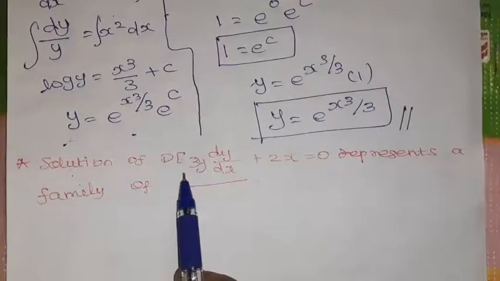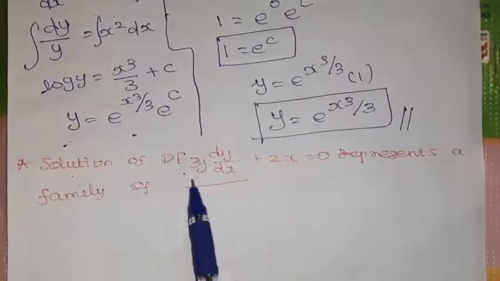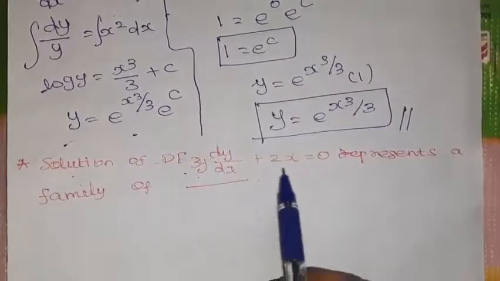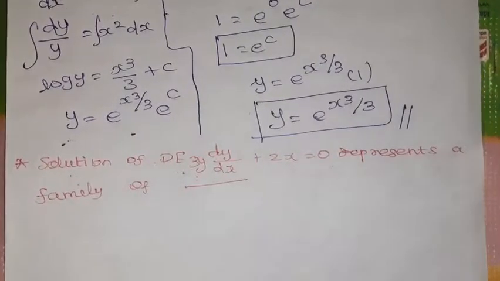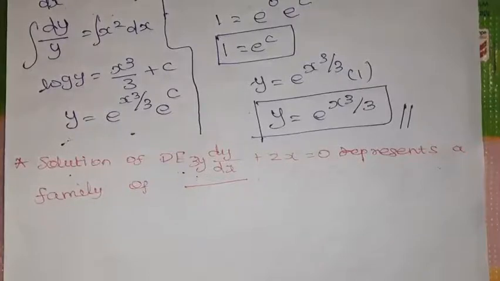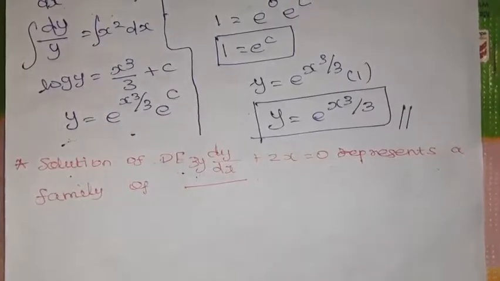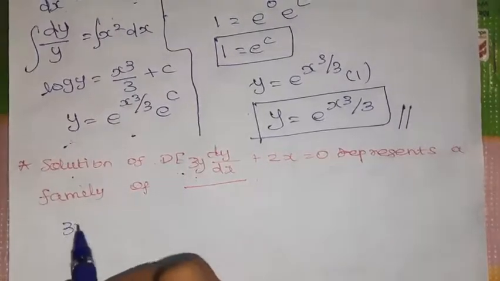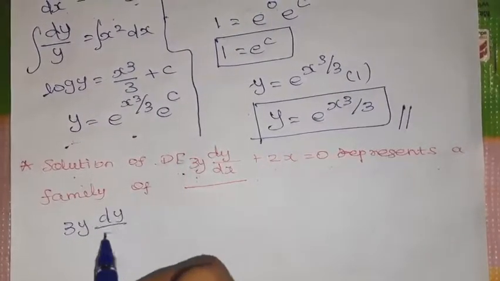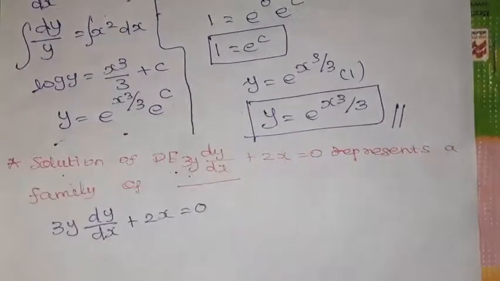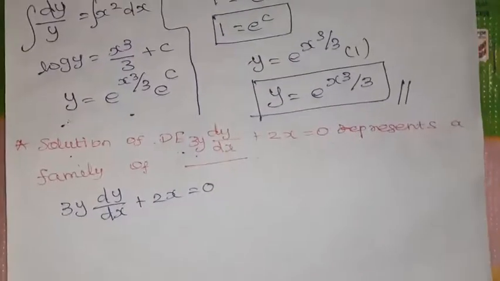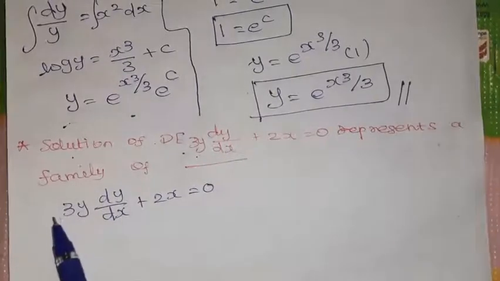Solution of the differential equation, D is nothing but differential equation. 3y dy by dx plus 2x equals 0 represents a family of. We need to find out the family of this type. So we need to see what is given. 3y dy by dx plus 2x equals 0. So it is like multiply by dx.